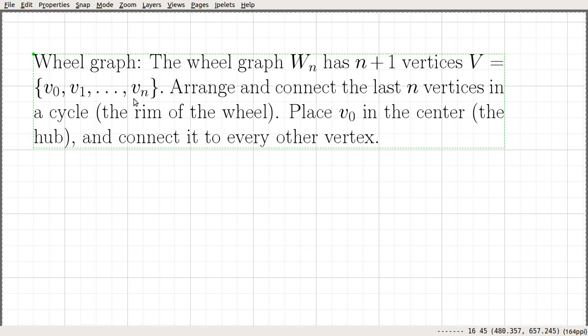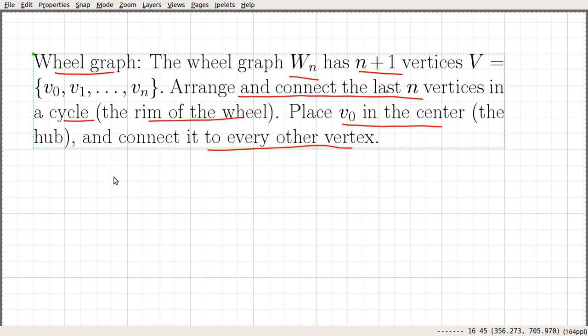Another common family of graph is what is called a wheel graph. This is how it is defined. A wheel graph, denoted by Wn, has n plus 1 vertices, and let's call them v0, v1 up to vn. In order to build the wheel graph, we arrange and connect the last n vertices in a cycle, something like the rim of a wheel, and place v0 in the center, the hub, and connect it to every other vertex.